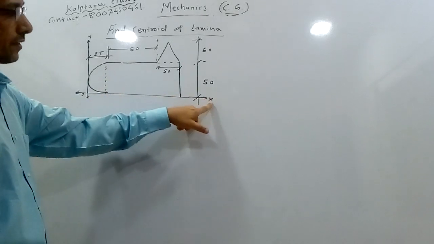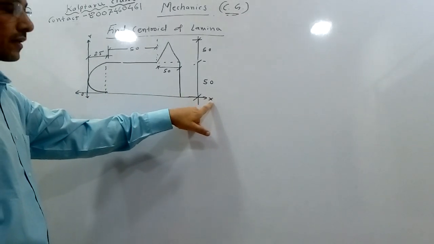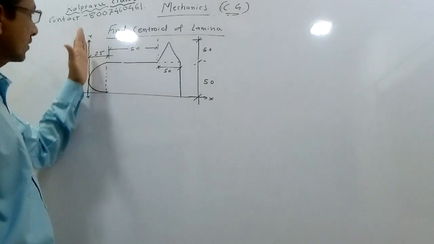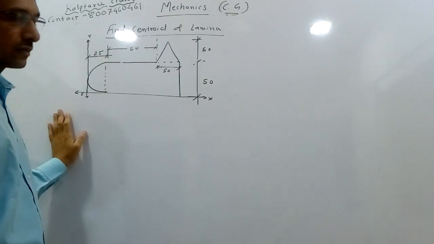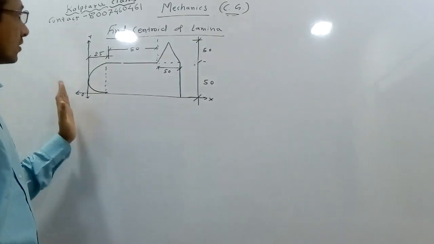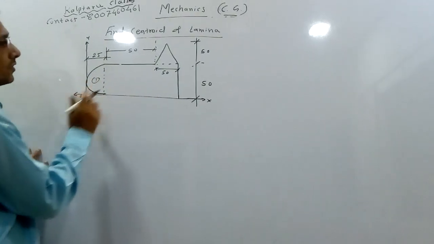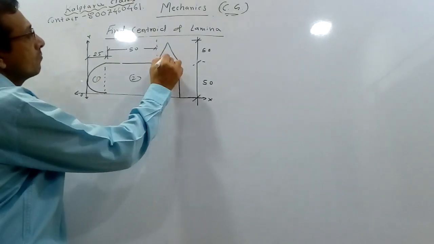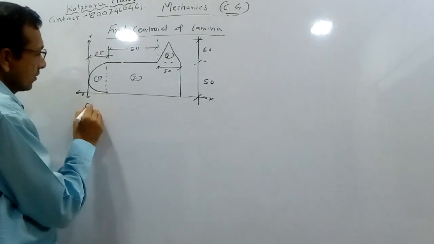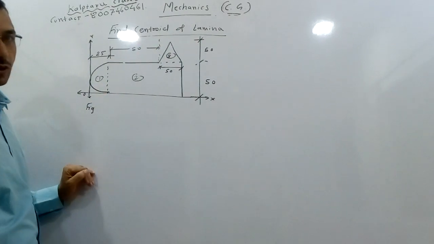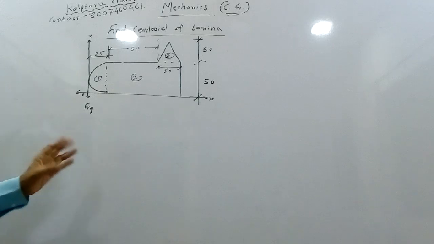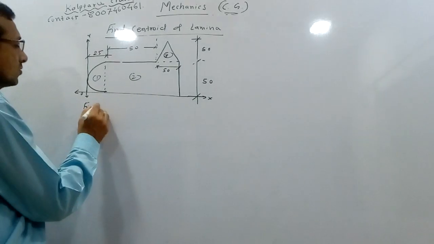The bottom axis I can take as x, and the left extreme vertical I can call as y axis. Now I divide the whole figure into three parts, suppose 1, 2 and 3. Now figure 1. This is not a symmetric figure, so x bar y bar you are not able to calculate directly. So figure 1, it is a semicircle.